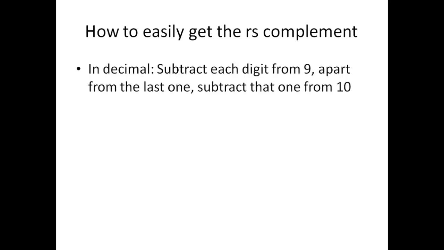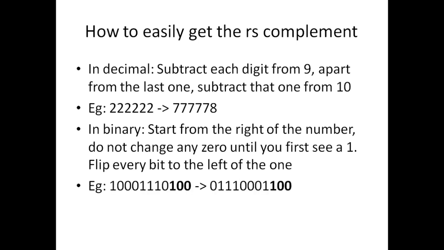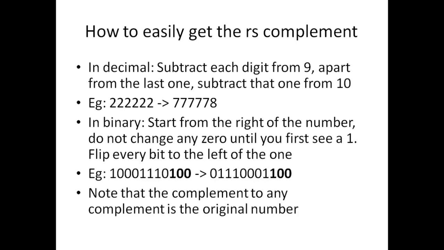Now let's see some cool tricks to easily get the radix complement. In decimal, to get 10's complement, you subtract each digit from 9 apart from the last one. You subtract the last one from 10. Take note of the example here. In binary, it's a bit trickier, but once you get the hang of it, it's easy. You basically start from the right of the number and keep it the same until you get to a bit representing 1. You flip every digit to the left of the 1. Take note that the complement to any complement is the original number.